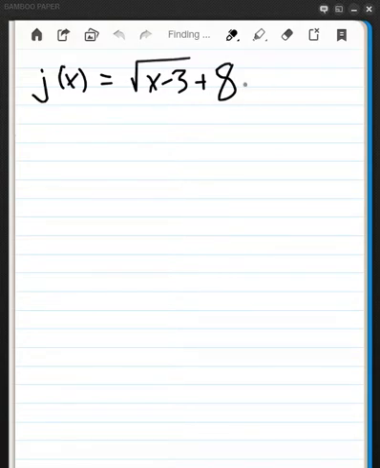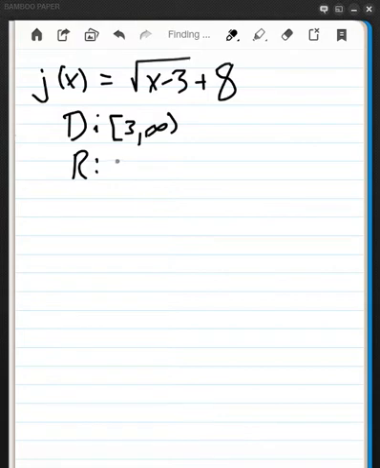Alrighty, so this looks like a square root function. A square root function does have a domain restriction. Remember, the inside has to be 0 or greater. In order to do that, x would have to be bigger than or equal to 3. So this goes from 3 to infinity. And the range, because this is moved up 8, goes from 8 to infinity.